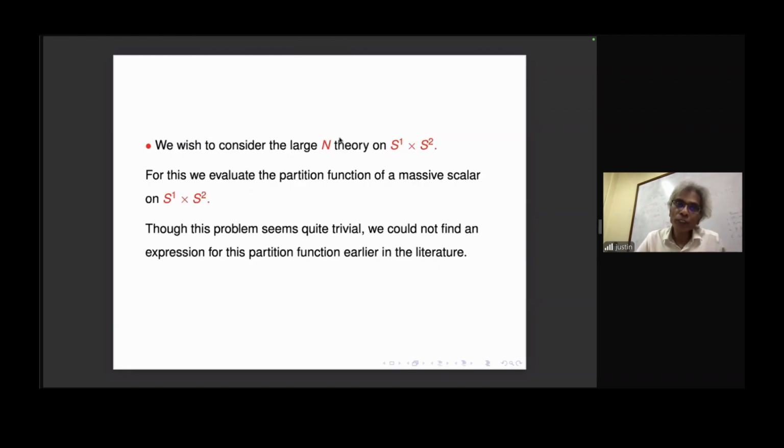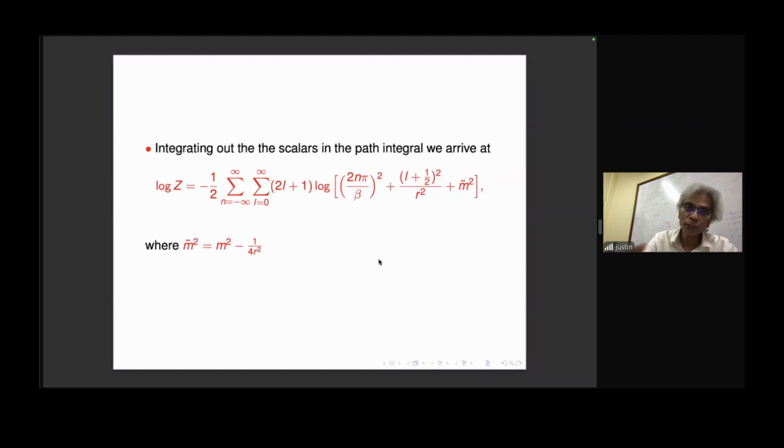Now, what we would like to do is extend this to S1 times S2. For this, we evaluate the partition function of a massive scalar on S1 times S2. The strategy was that we have to evaluate the partition function of the massive scalar, then minimize it, find the thermal mass and plug it back inside. This question is quite simple, which you can ask even in a quantum field theory class: what's the partition function of a massive scalar? It seems quite trivial on S1 times S2, but we could not find a good expression for this in the literature, so we follow this strategy.